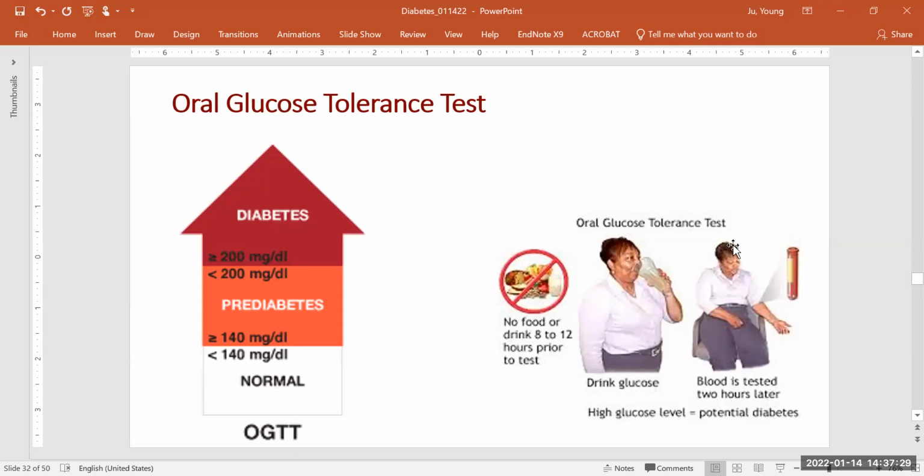For the oral glucose tolerance test, after overnight fasting, the fasting blood glucose level is measured. Then you drink a sugary liquid, and the blood sugar level is measured 2 hours after drinking that liquid. A blood sugar level less than 140 milligrams per deciliter after 2 hours is normal. If it's between 140 and 199 milligrams per deciliter, that's a prediabetic state. And if it's 200 milligrams per deciliter or higher, that's considered diabetes.